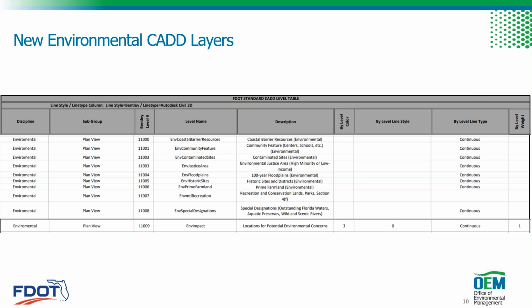We're excited to let you know that through the process of developing this 2D and PD&E guidebook, we have some new PD&E specific levels that are now included in the FDOT CAD manual for the environmental discipline. These new layers or levels include environmental justice, recreation, floodplains, contaminated sites, and historic sites, to name a few. These layers or levels describe features that are often considered in PD&E study analyses and can now be identified on standard FDOT levels or layers instead of miscellaneous levels or layers.